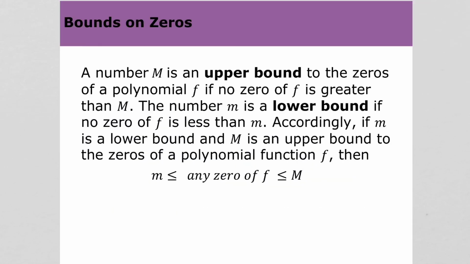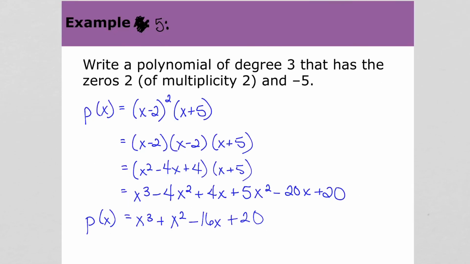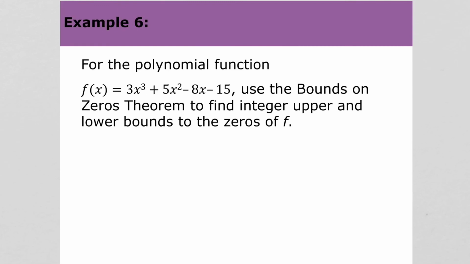And then we've got this theorem called the bounds on zeros theorem. It says an upper number, M, is an upper bound to the zeros of a polynomial, and little m is a lower bound. So a 0 has to be between that upper bound and lower bound in certain cases. You can read through that. It'll be easier to explain looking at an example, I believe. So for this function, use the bounds on zeros theorem to find the integer upper and lower bounds to f.